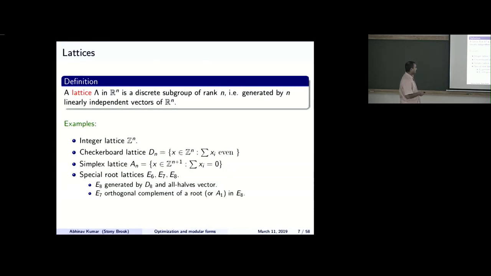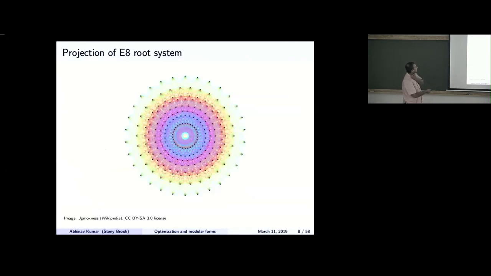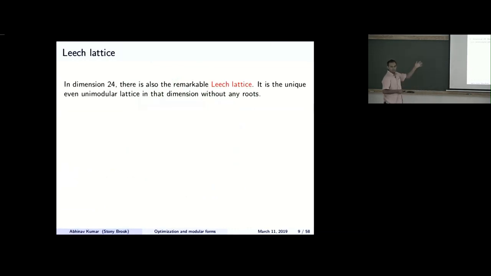E8 has 240 smallest vectors of norm 2. If you take any one of them and take its orthogonal complement, then you get E7. And if you take a copy of the hexagonal lattice in E8, so two vectors at 60 degrees, and take its orthogonal complement, you get E6. Here is a pretty picture of the 240 roots of E8 projected down to fewer dimensions. And then there is one more lattice which will show up prominently, which is the Leech lattice. So here's what I call a zero knowledge definition.